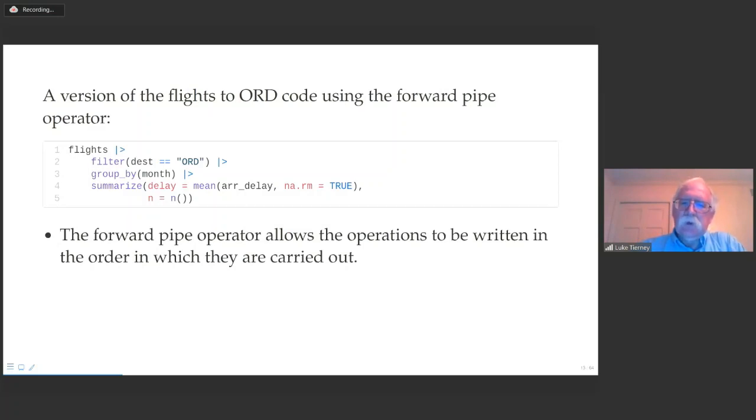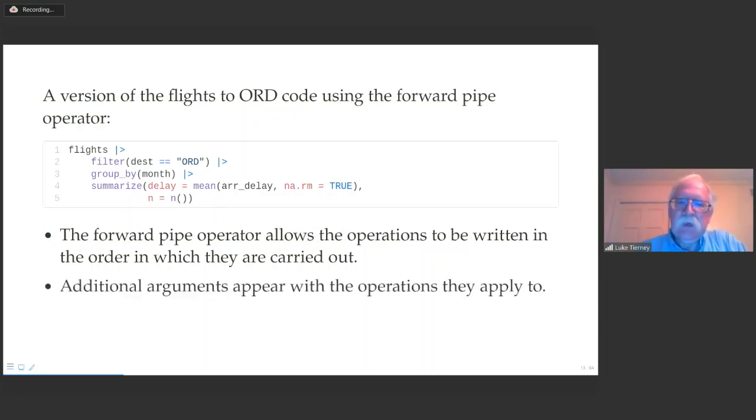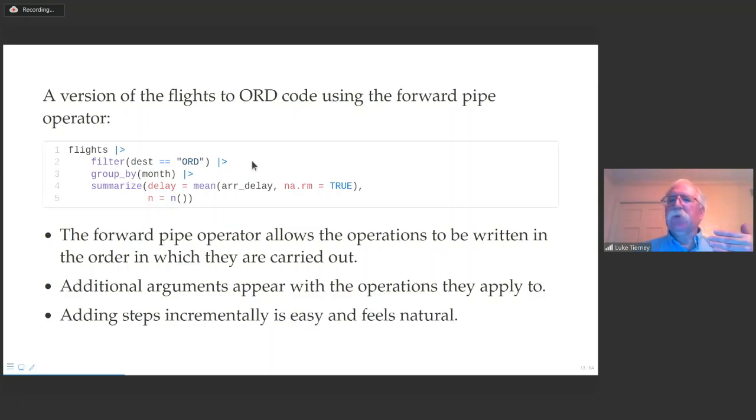So forward pipe operators allow you to express operations in the order in which they're carried out rather than that nested form, and the additional arguments appear together with the operations. It's fairly natural to write this kind of thing. If you're debugging this in stages, you would start with just the first bit. I would check it out in my IDE, recall that previous expression, add a next pipe stage to it, and do it again. And that works well for me to write the code.